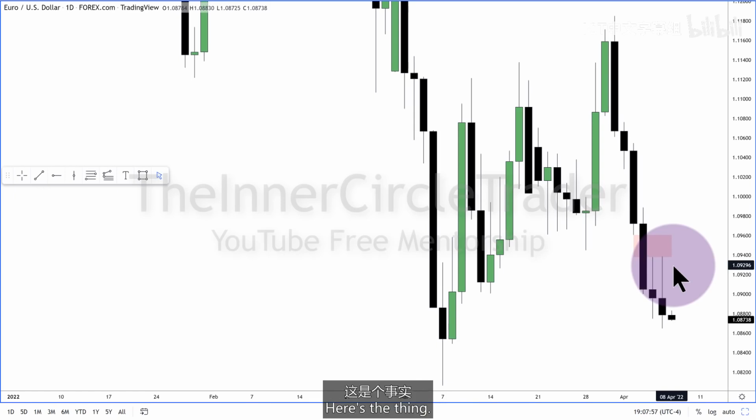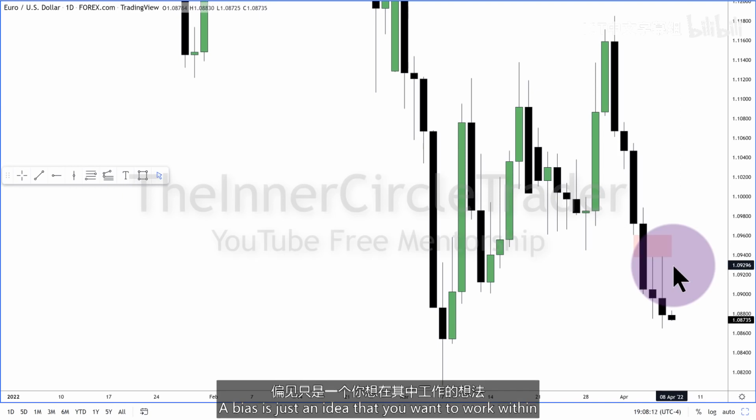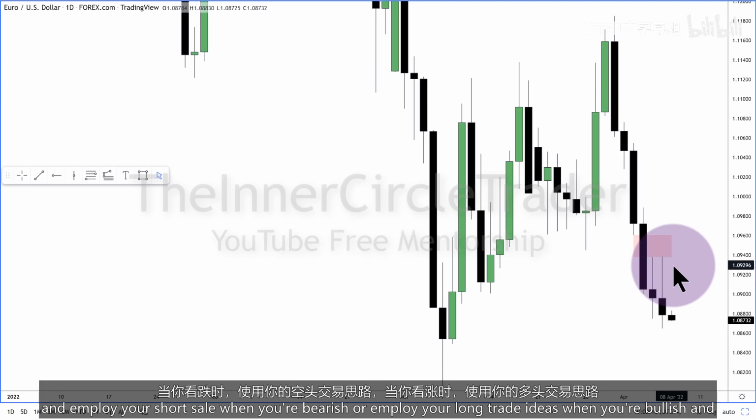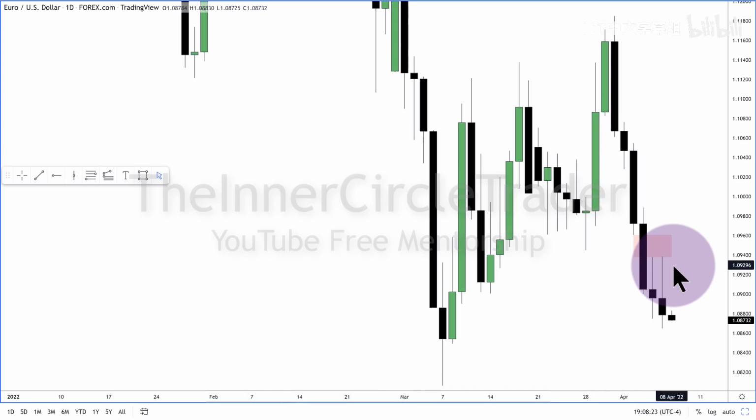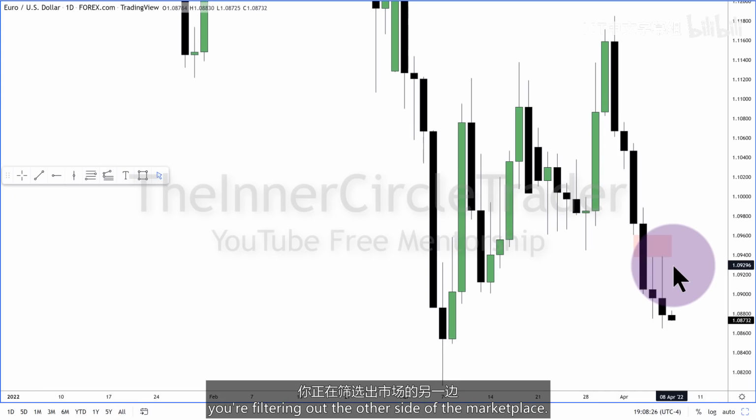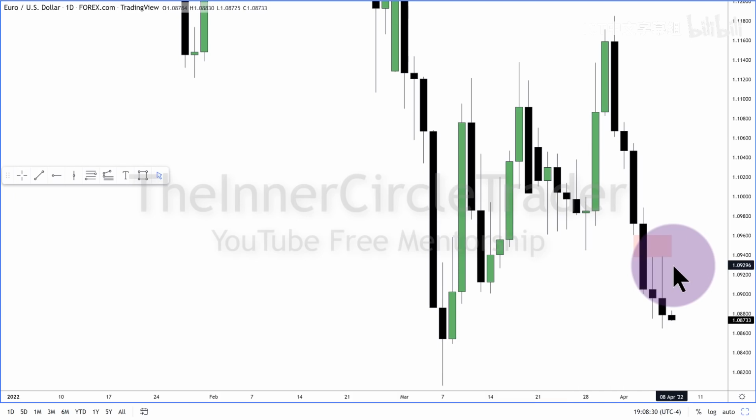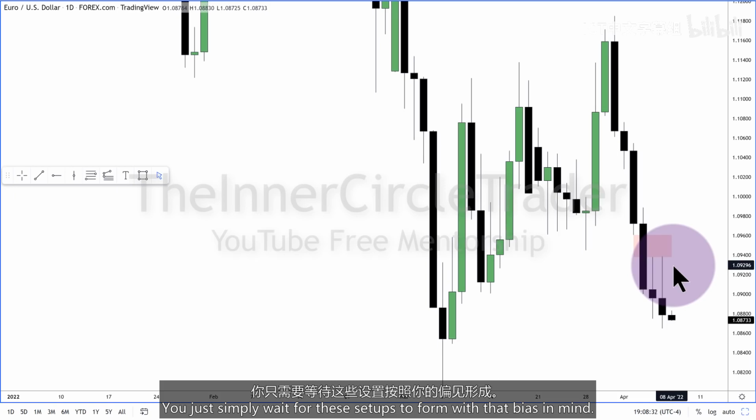That's your bias. Here's the thing. Your bias isn't going to be perfect. And here's a news flash for you: I'm not always perfect with my bias either. A bias is just an idea that you want to work within and employ your short sale when you're bearish, or employ your long trade ideas when you're bullish. And you're filtering out the other side of the marketplace.